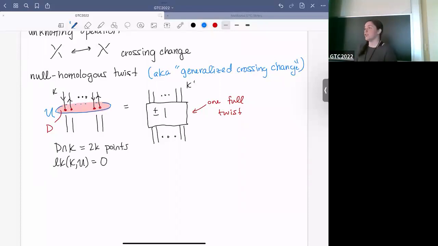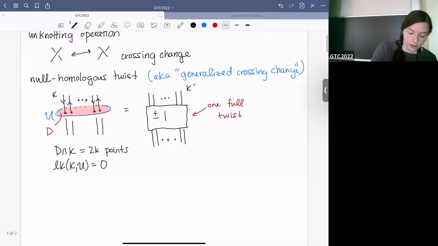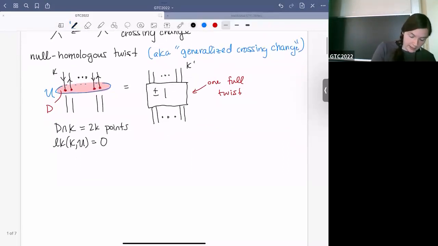And in fact, a crossing change can be realized by one of these moves. Just put a full twist on two strands in the right way, and it'll change the crossing. Okay. So this is the null homologous twist. And now I can define the untwisting number.